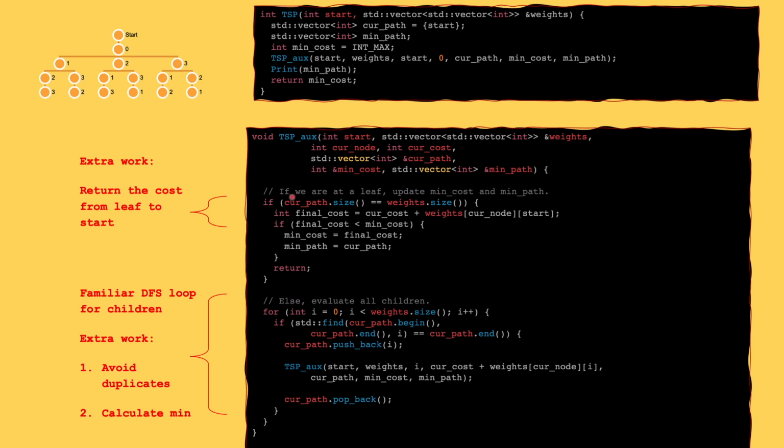First thing we do is that we need to check to see if we are at the leaf. If that's the case, we update minimum cost and minimum path. Otherwise, we go through all the nodes, and then just like the permutation example, we filter out the ones that are currently seen or exist inside current path. Then we update current path. We call our recursive function with current path, the updated value, and also the updated value of current cost, which is current cost plus weights of current node to node i. And then finally, we reset our current path.